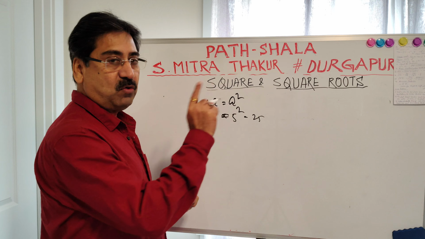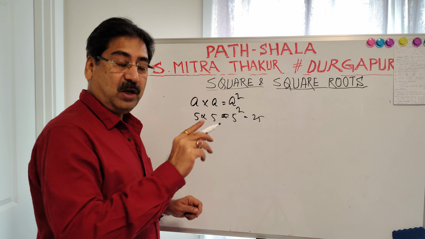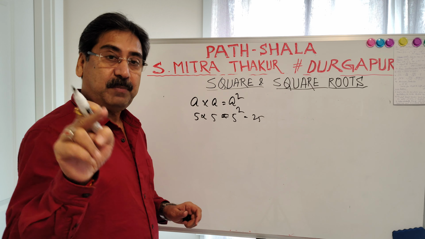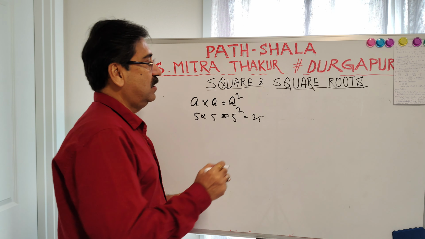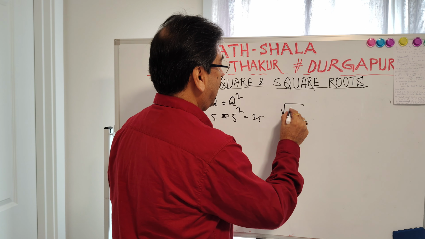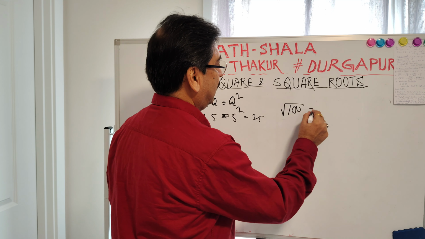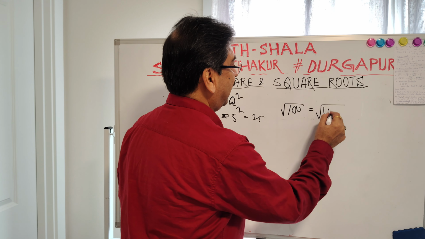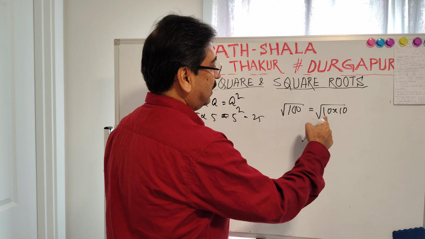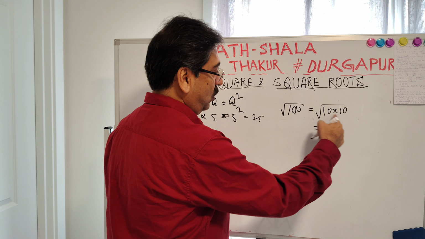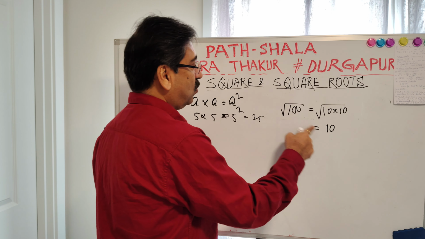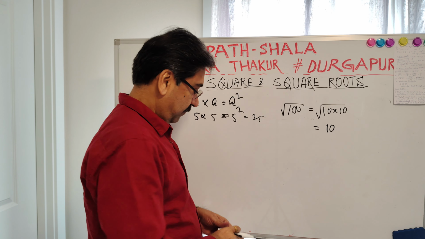And what is a square root? If I take the square root of a number, I will get a number which, when multiplied by itself, comes to the same number. Suppose I take the square root of 100, that is 10 into 10. For these two pairs of tens, I will get one 10. The square root of 100 is equal to 10.